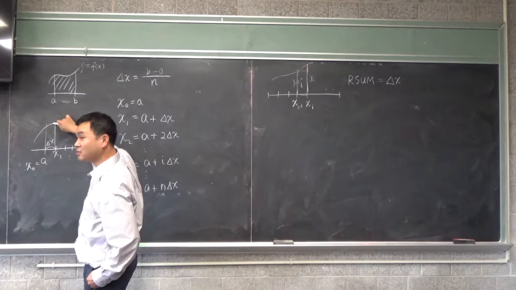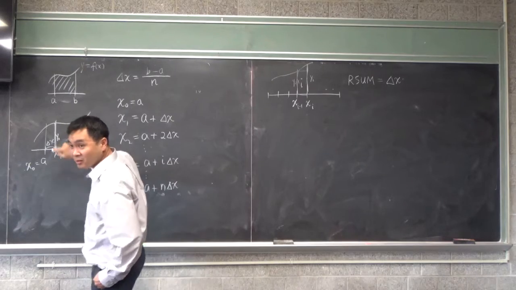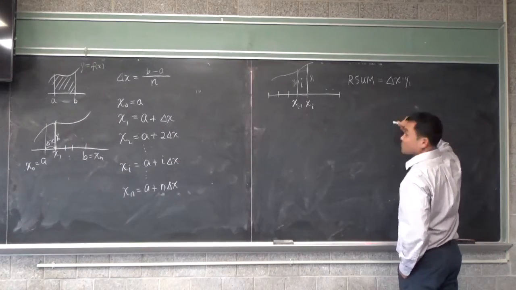What's on the right? X1. So we'll be using Y1, right? So Y1 will be the height. So this is what we do. That's the very first one.